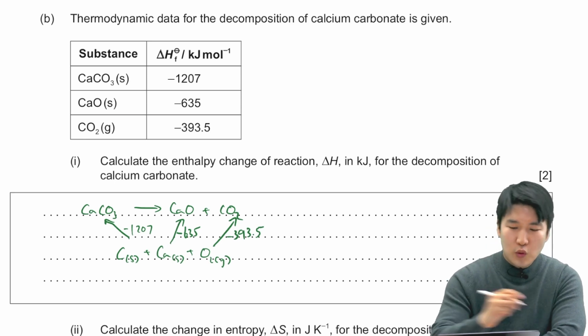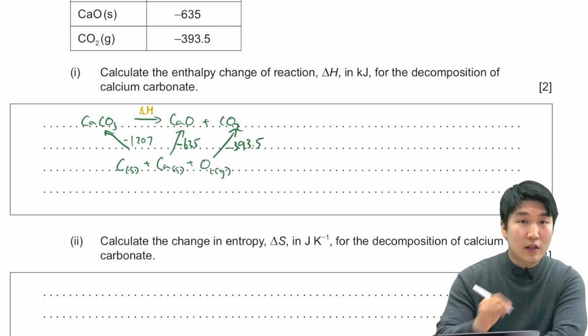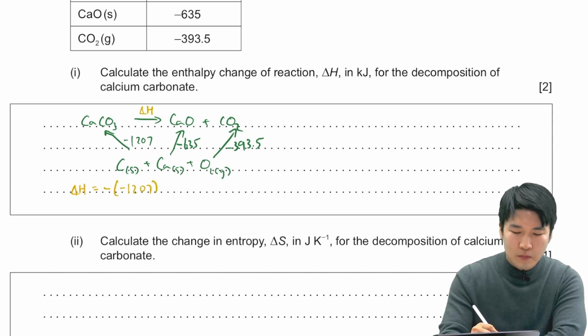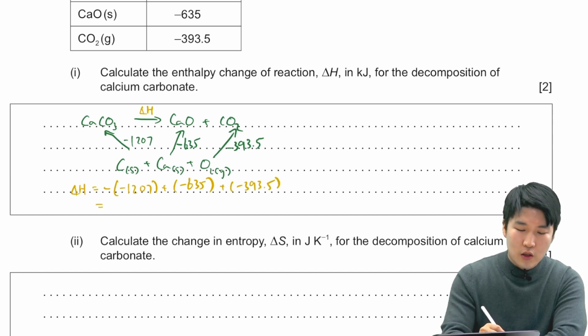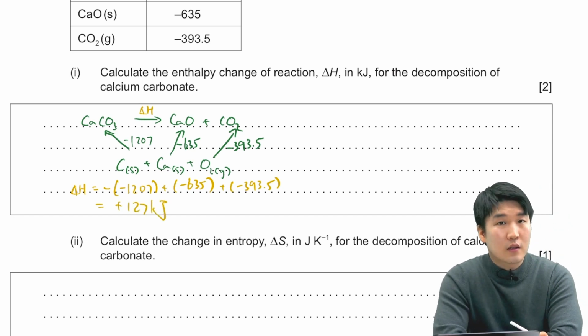The math we have to do is to work out our delta H. To work out our delta H, set up the equation that delta H would equal minus 1207 plus minus 635 plus minus 393.5, which would equal, in turn, plus 127 kilojoules.